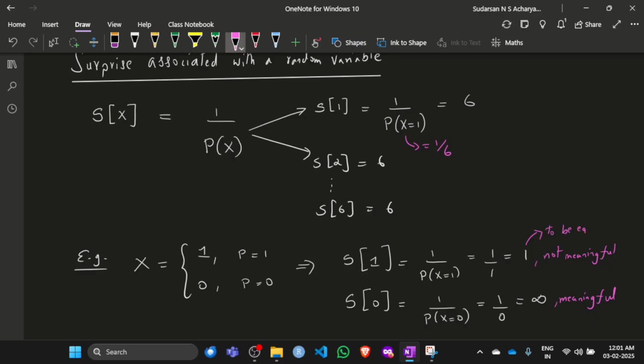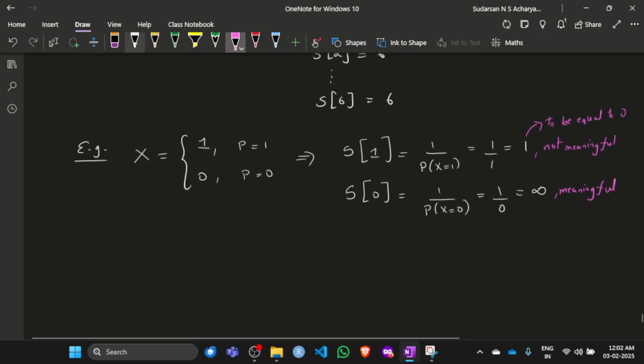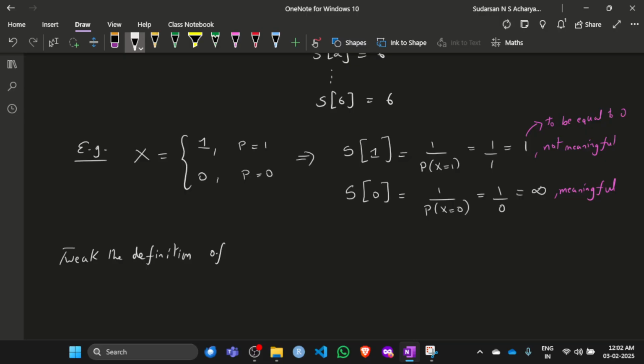Because if the coin shows up heads, your surprise should be equal to 0. So there's an easy way to do that. We just have to tweak the definition of the surprise associated with the random variable. Tweak the definition of the surprise. So the way we're going to tweak is like so.